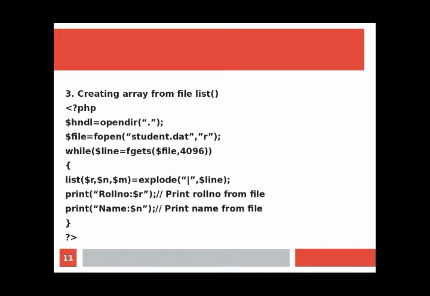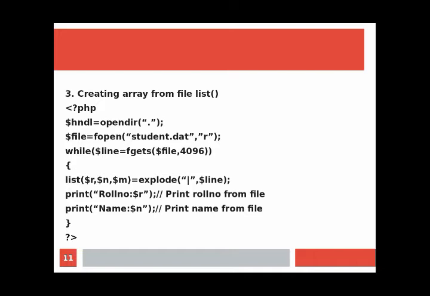Here explode, you know that explode is used to convert a string to an array. So that's why here we have to convert that string to an array, and here the print. Then we have taken that print here within double quotes roll number colon $r. So for roll number here we have taken this statement. So it prints the roll number from the file, from the file means student.dat.